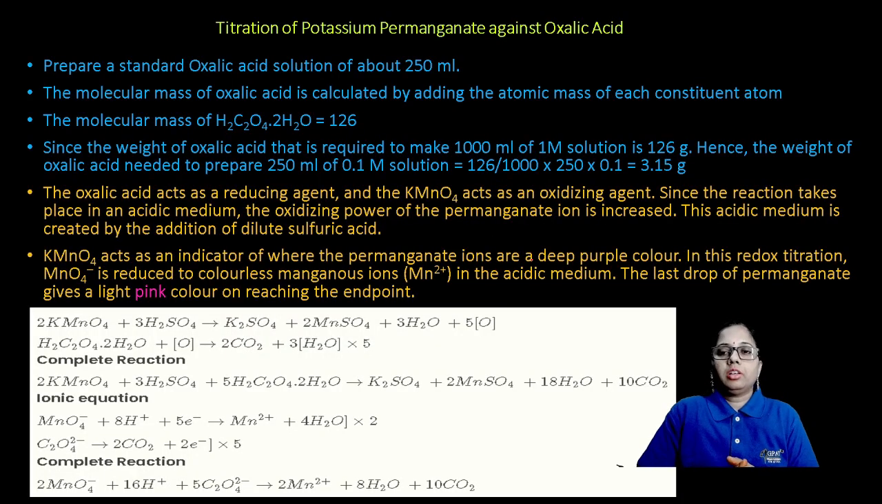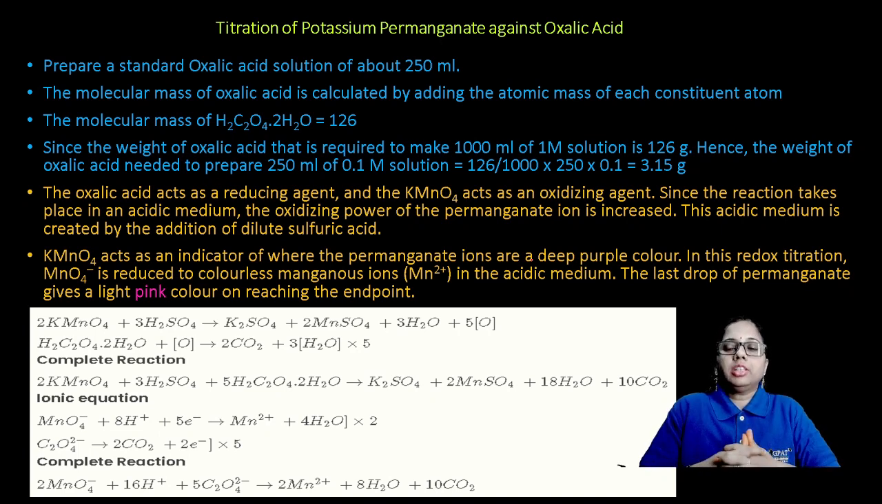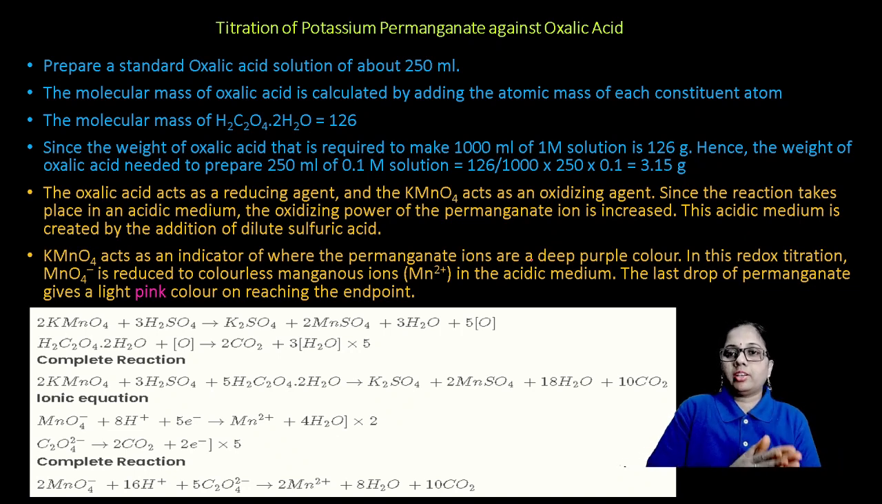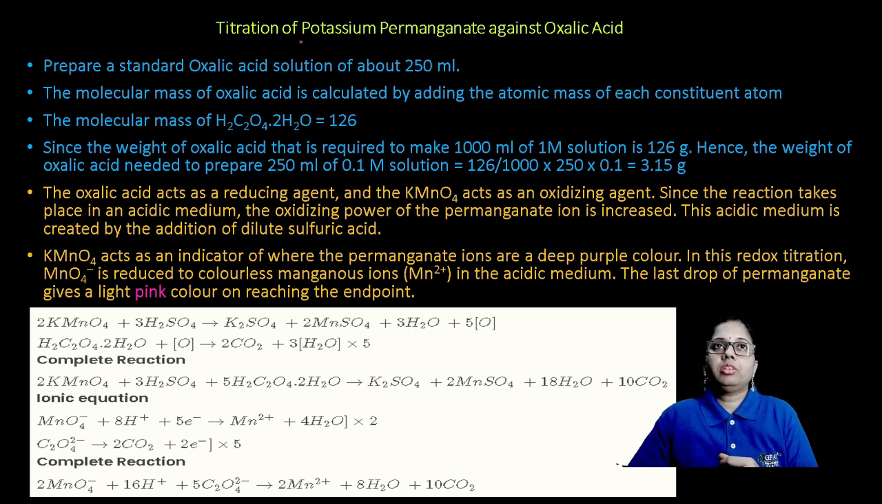Finally, let us see one example of an oxidation and reduction titration, that is the titration of potassium permanganate against oxalic acid. Here you can see both reduction as well as oxidation taking place. First of all, prepare a standard oxalic acid solution of about 250 ml. We know that oxalic acid is a primary standard, highly stable. So prepare an oxalic acid solution.